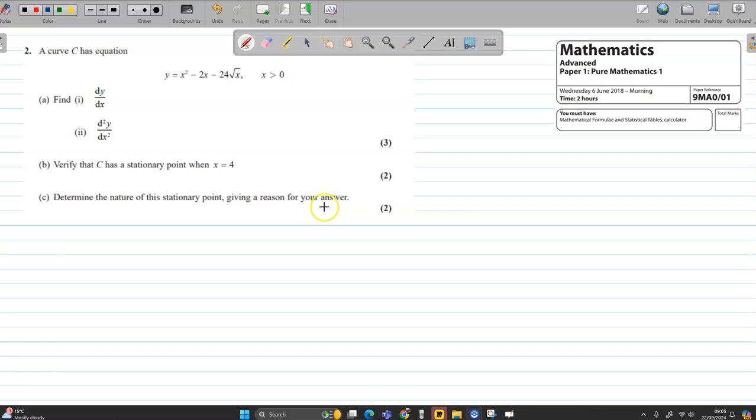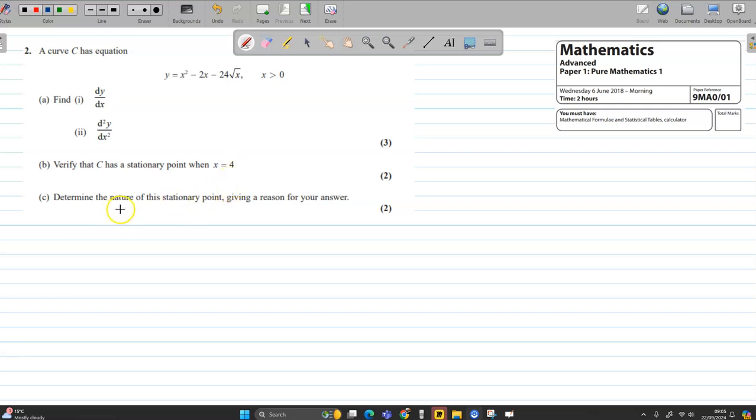This question was taken from the Pure Mathematics 1, Paper 1, 6th of June 2018 booklet. A curve C has equation as shown here, where x is greater than 0. In part A, you're required to find the first derivative and the second derivative. You also need to verify that C has a stationary point when x equals 4.